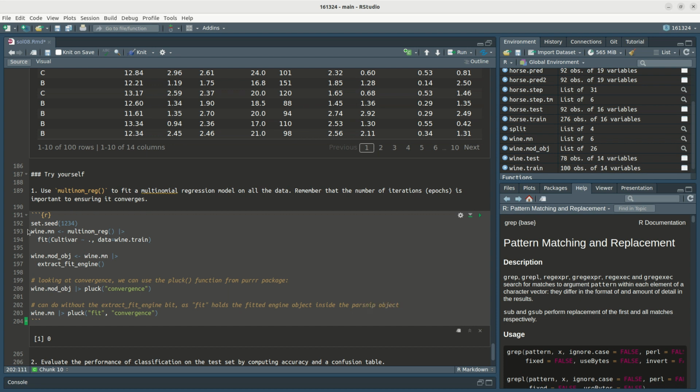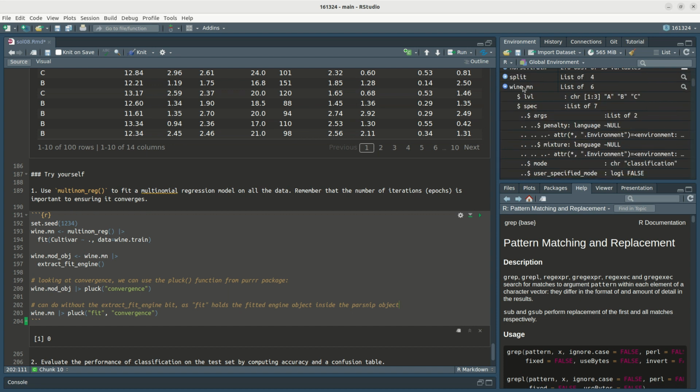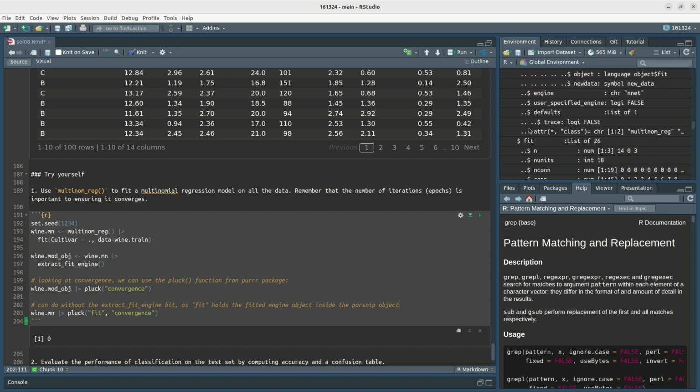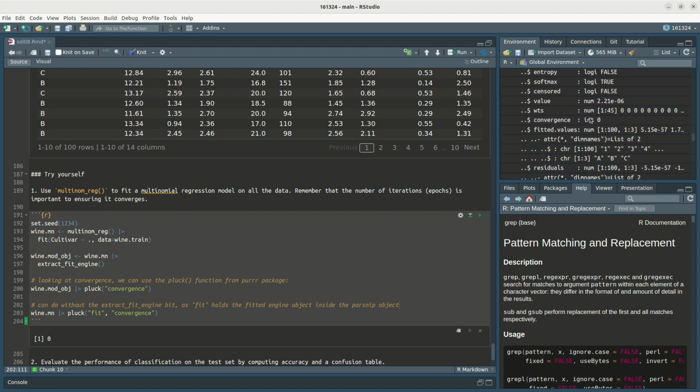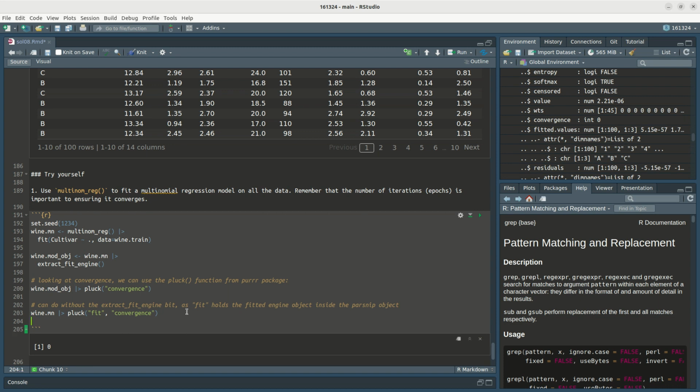And I could have found that by just having a look at wine.nn, right? So wine.nn is also a list of 6, and inside that I've got a bunch of stuff, right? I've got level, I've got a specification, let's have a look at other stuff, and I've got a fit. And that fit is then that list of 26, of which convergence is one of them. So I can pull that out with pluck. So it's 0, so it's converged.